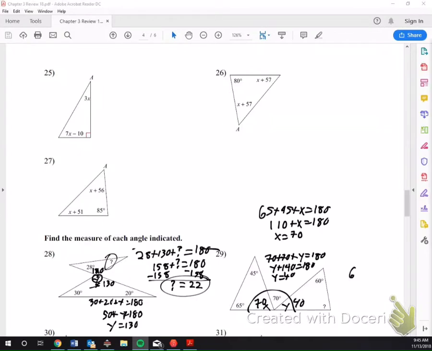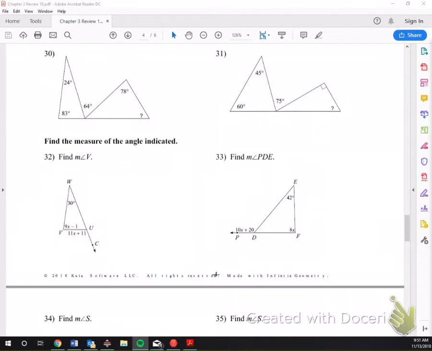Now we know that's 40, so now we can go 60 plus 40 plus the question mark equals 180. That gives us 100 plus the question mark equals 180, or the question mark equals 80. Again, if this isn't making sense to you, go back, re-watch it, and go from there. So 30, same general idea.